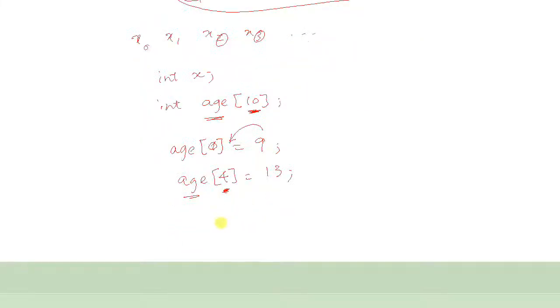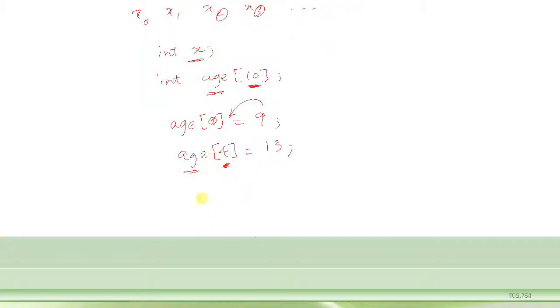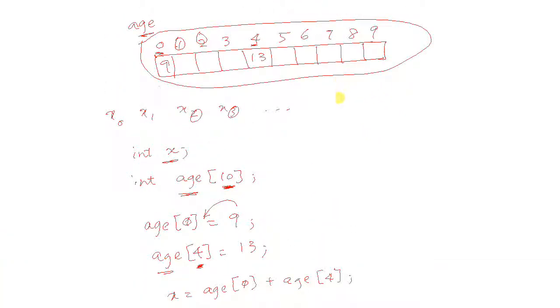If you want to add these two ages and store it in the variable x, you can do that. x is equal to age of 0 plus age of 4. Very simple. So this was the basic concept behind arrays.